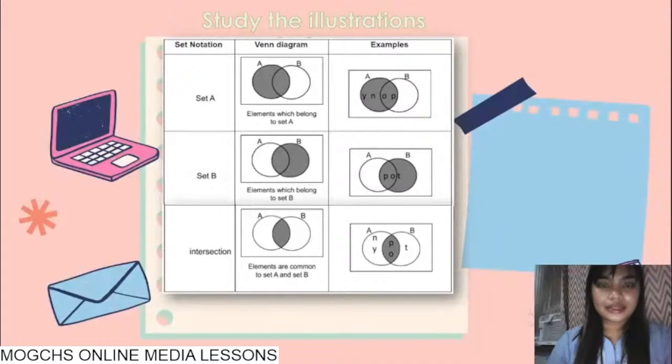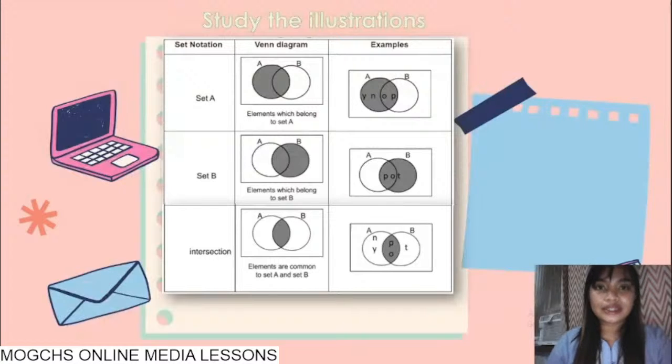Okay, next, study the illustrations below. As you can see, there are three columns. The first column is the set notation, second column is the Venn diagram, and the third column is the examples. So first is the set A. When you say set A, elements belong to set A. In the diagram, the only shaded part is the set A. It means all the elements belong to set A. As you can see in the example, the letters N, Y, P, and O belong to set A.